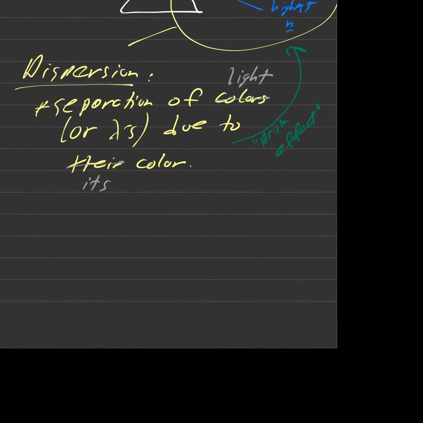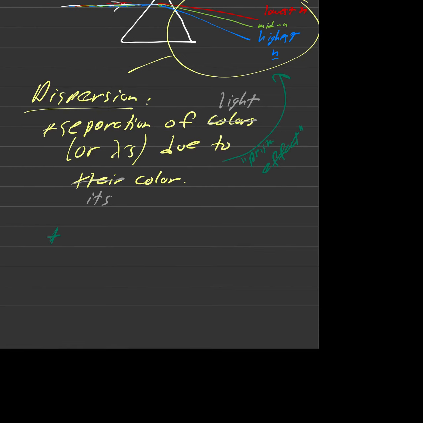And of course, the reason for dispersion is that n depends on lambda, the wavelength. That's the reason we get dispersion.